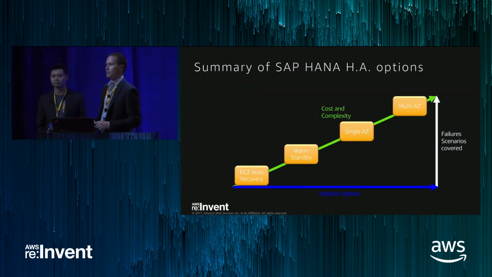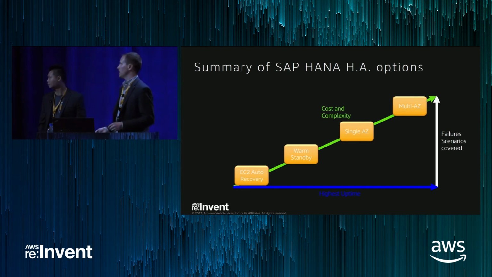So these are just the 4 options as a recap that we discussed. You'll notice, if you can see the x-axis here, it's the lowest amount of uptime to the highest amount of uptime. And on the y-axis, we have the different types of failure scenarios covered.